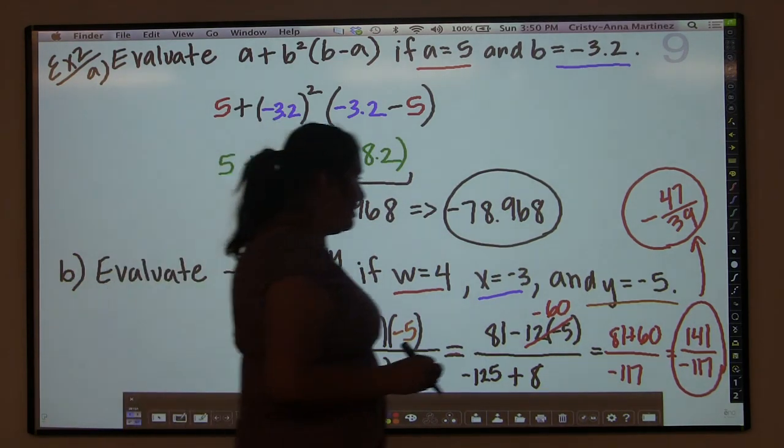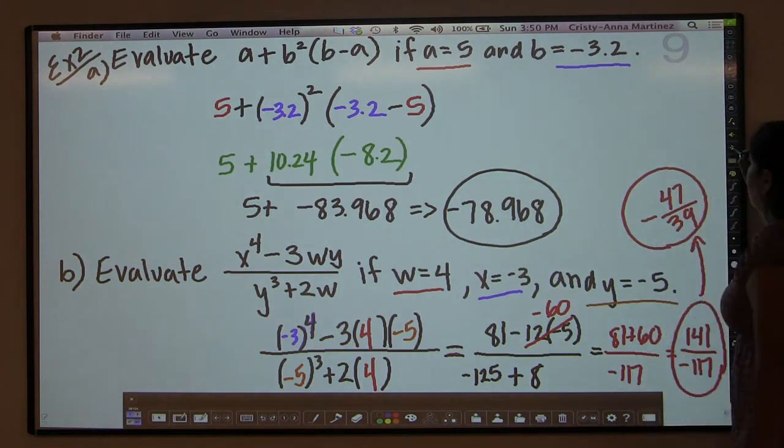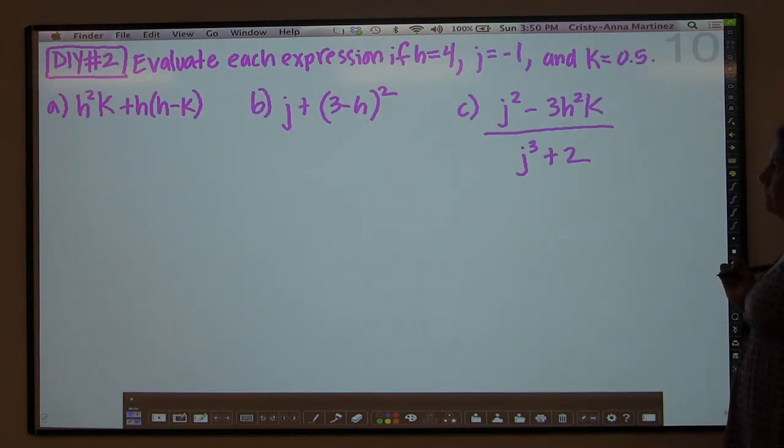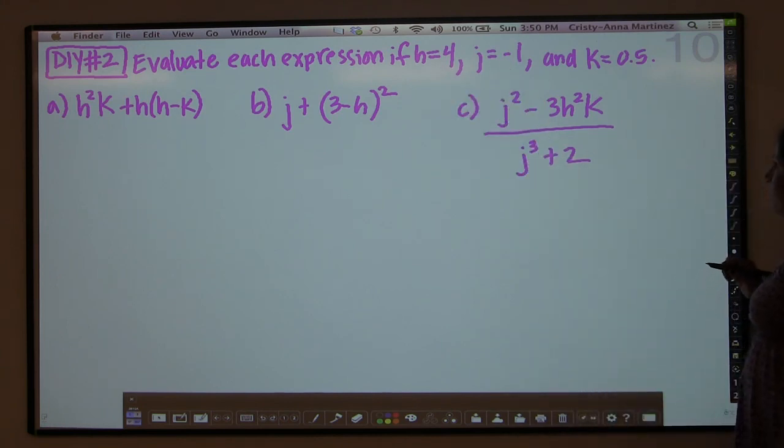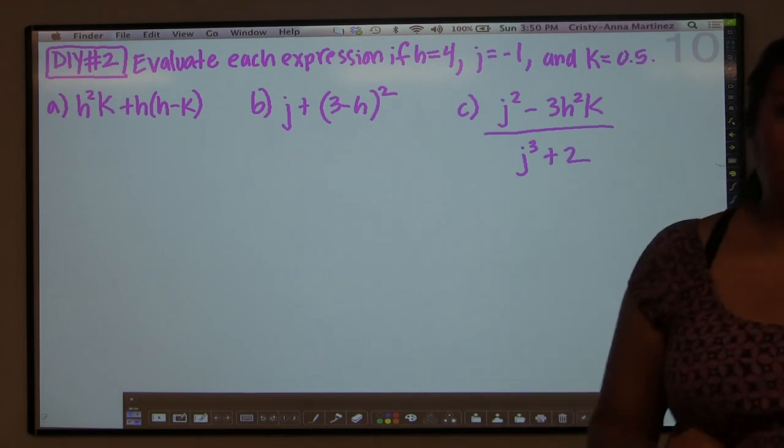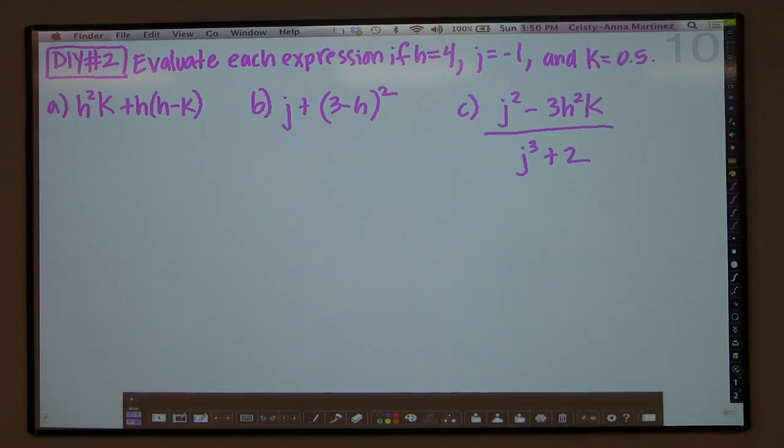So the last thing you need to do are these do-it-yourself examples, A, B, and C, with these values: h equals 4, j equals negative 1, and k equals 0.5. And once you have completed those examples, you will have completed this lesson, and I will see you in class.